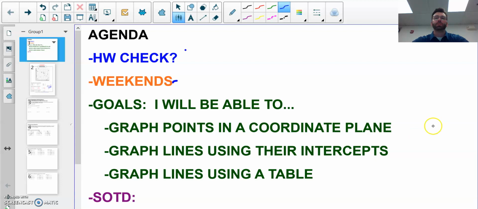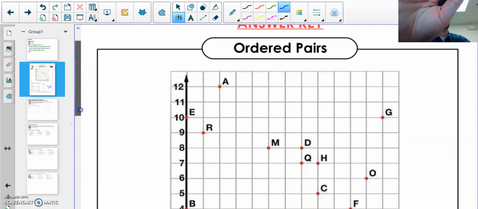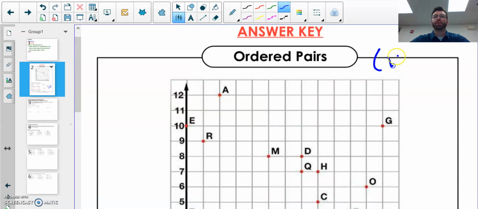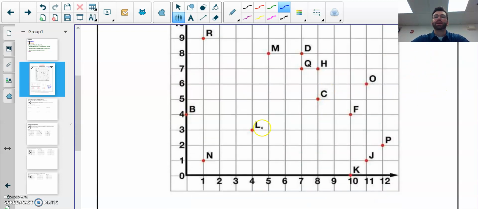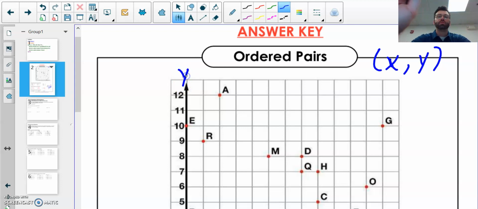Today we're talking about graphing on a coordinate plane, graphing using intercepts, and graphing using tables. Our first one is graphing ordered pairs. Remember that ordered pairs are always written as x comma y. My x-axis is the horizontal and my y-axis is my vertical.